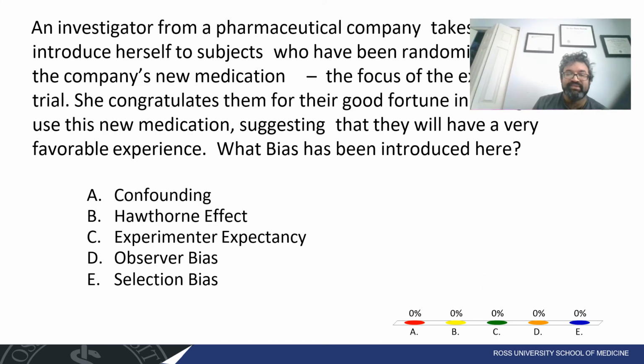So let's practice. Looking at an investigator from a pharmaceutical company, she takes time to introduce herself to subjects who have been randomized to receive the company's new medication, the focus of the experimental trial. She congratulates them for their good fortune in being able to use this new medication, suggesting that they will have a very favorable experience. What bias has been introduced? So they have been randomized to receive the company's new medication, the focus of the experimental trial. So is there potential confounding going on?